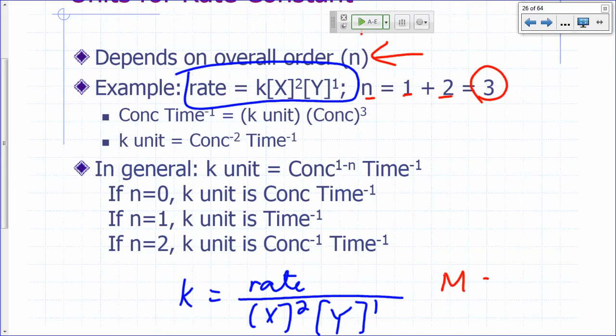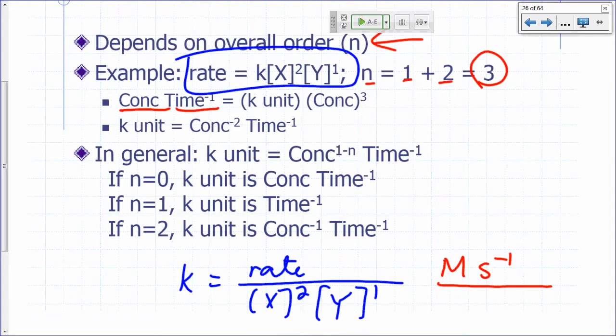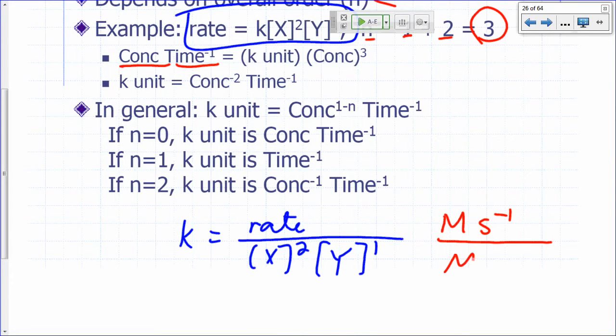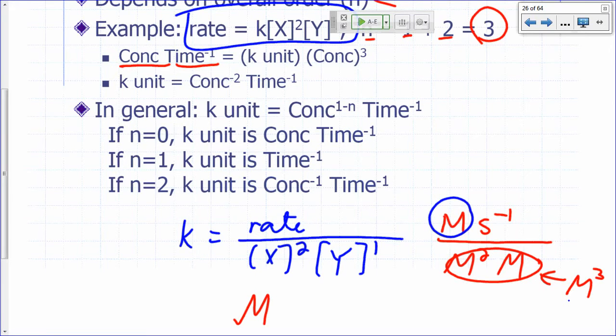So what would be the unit for your numerator? Moles per liter per second, right? A concentration unit divided by a time unit. What would be the unit for your denominator? This is moles per liter squared, and then that's moles per liter, so this is just moles per liter raised to the power n, moles per liter cubed. So the unit for k is molarity over molarity cubed, molarity raised to the power 1 minus 3, times reciprocal time.